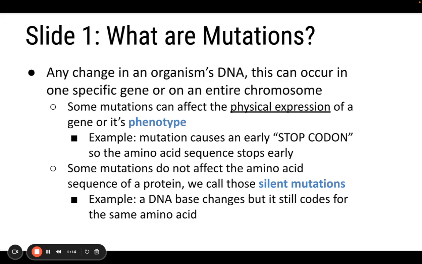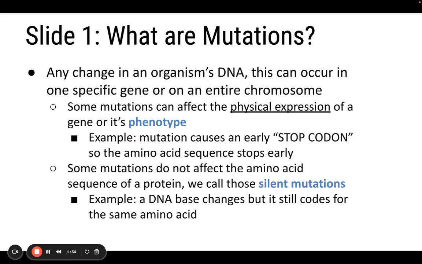So some mutations can cause an early stop codon. We remember from translation how a stop codon will end protein synthesis. So let's say you have a mutation that codes for an early stop. Maybe it's a base swap that codes for an early stop. In that case, you may notice that the amino acid sequence stops early and the protein is incomplete.